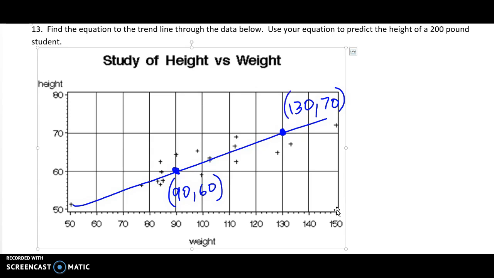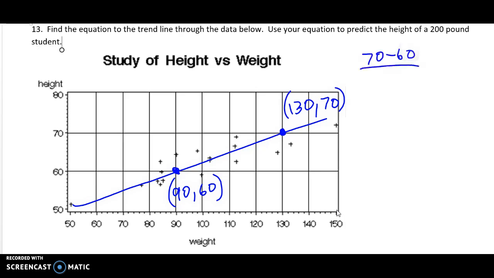Find my slope. Normal slope formula. Y minus y, 70 minus 60, over 130 minus 90. Now yours will probably be a little different than mine. I doubt you chose the exact same 2 points, but your slope should be close. I got 10 over 40, which is 1/4, which here a decimal might work better than a fraction, 0.25. So as long as you got anything close to 0.25, you're good.